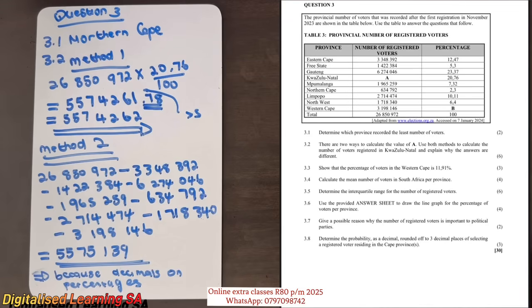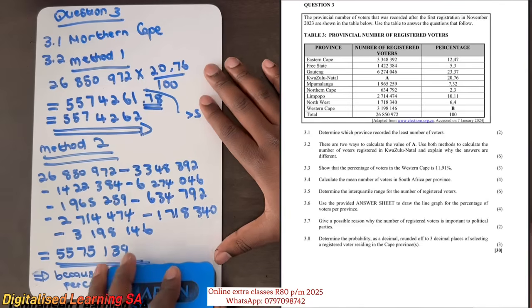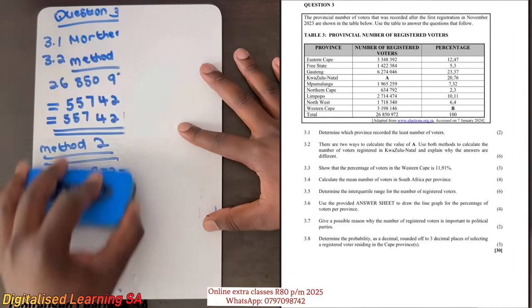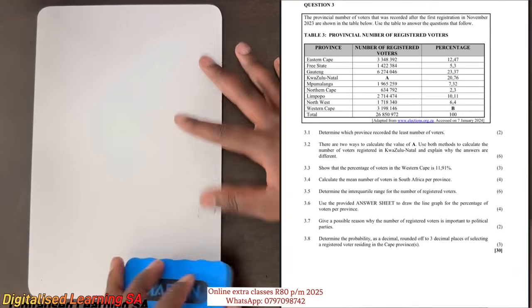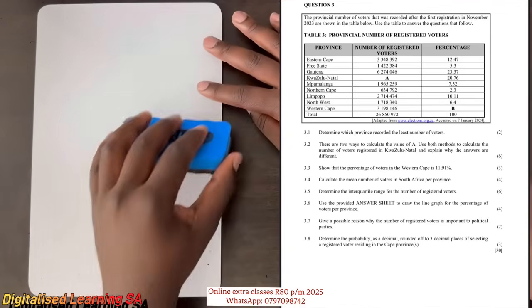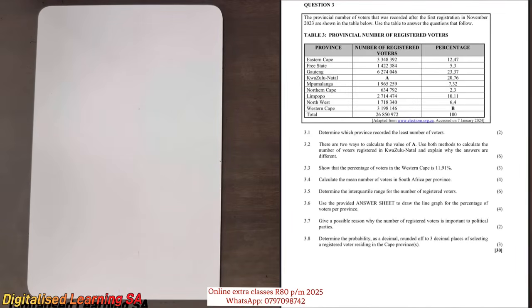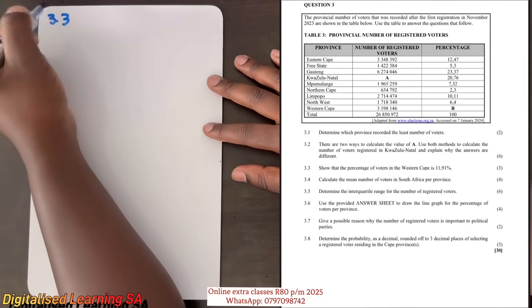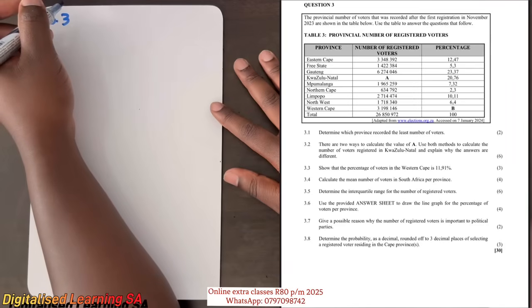Okay, so now let's move to question 3.3. We can just clear everything so that we have enough space to answer that question. Question 3.3 says show that the percentage of voters in the Western Cape is 11.91.